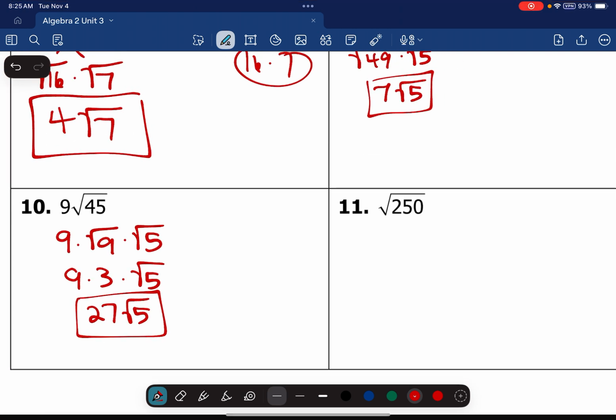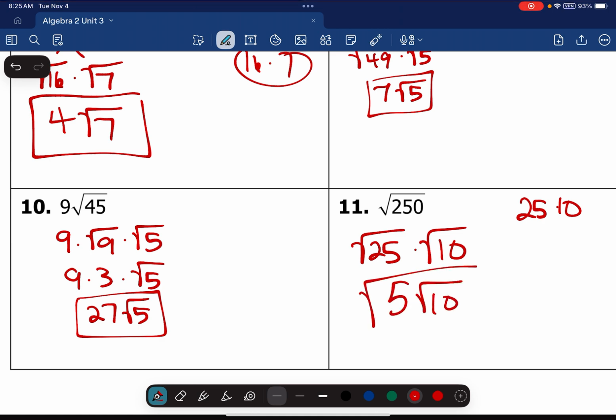Next one, radical 250. 25 is a perfect square. We can divide. 25 times 10 is 250. So if I turn this into radical 25 times radical 10, this becomes 5 radical 10.